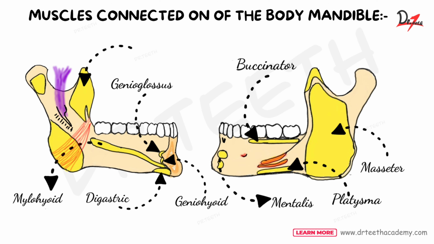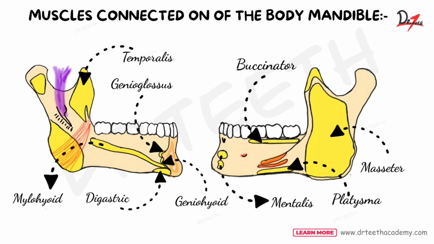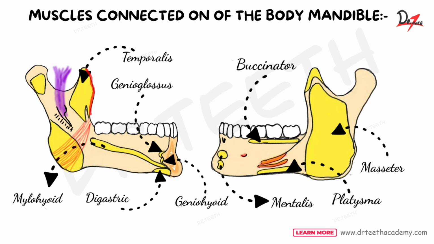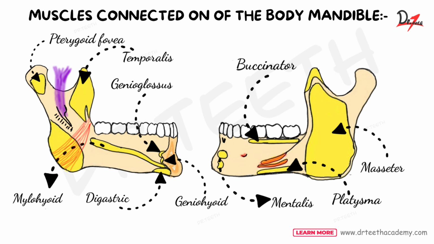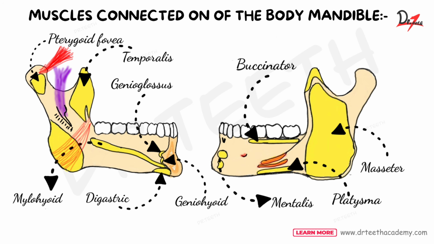The apex and medial surface is the insertion of the temporalis muscle and extends downward onto the anterior border of the ramus. Now focus on the pterygoid fovea here. The lateral pterygoid muscle is inserted onto the pterygoid fovea.